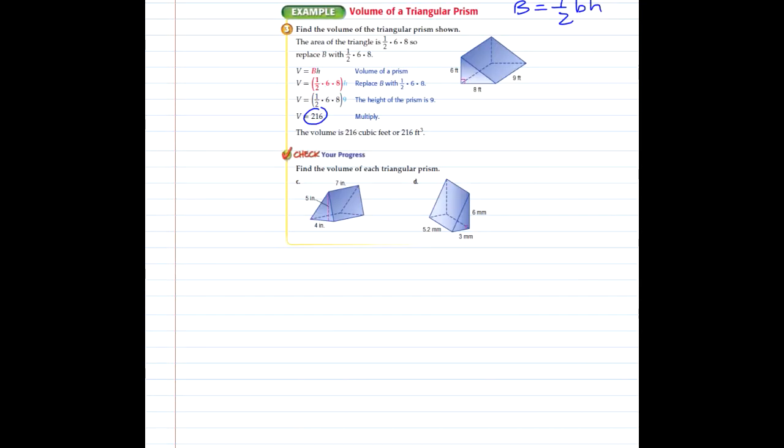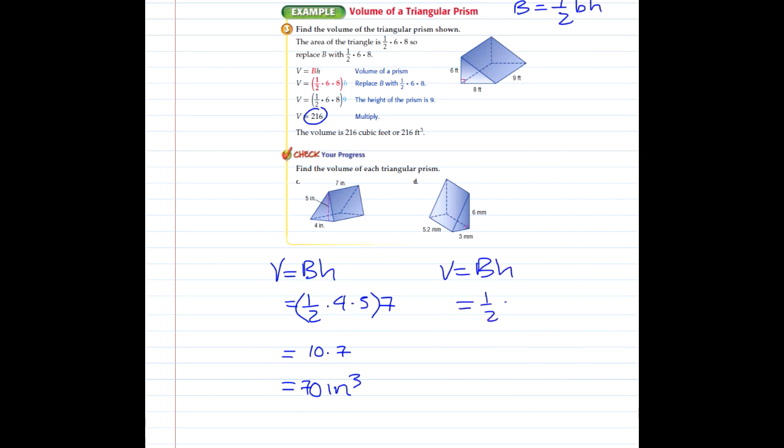Now we're going to do a couple. We're going to say volume equals area of the base times the height. We're going to do 1/2 times 4 times 5. You can see those are the dimensions of our triangle. We'll put that in parentheses times our height of 7. 1/2 times 4 times 5 is 10. 10 times 7 gives us a volume of 70 cubic inches. And example D, volume equals the area of the base times the height, which is 1/2 times 3 times 5.2, all in parentheses, times 6. We find that the volume there is 46.8, in this case, millimeters cubed.